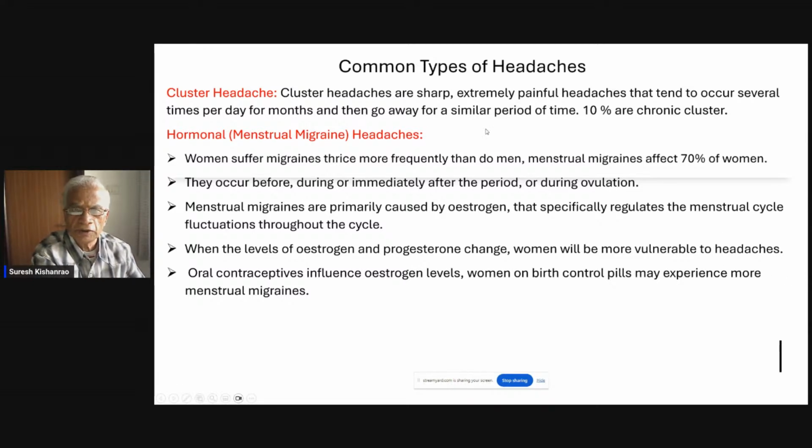Cluster headache is a difficult one, a sharp, extremely painful headache that tends to occur several times per day for months and suddenly disappears. About 10% of these are chronic clusters, which means they continue for months and months together. The other common thing is what is called hormonal or menstrual migraine among women because of hormonal maladjustment, usually among oral contraceptive users, who may experience it more often.